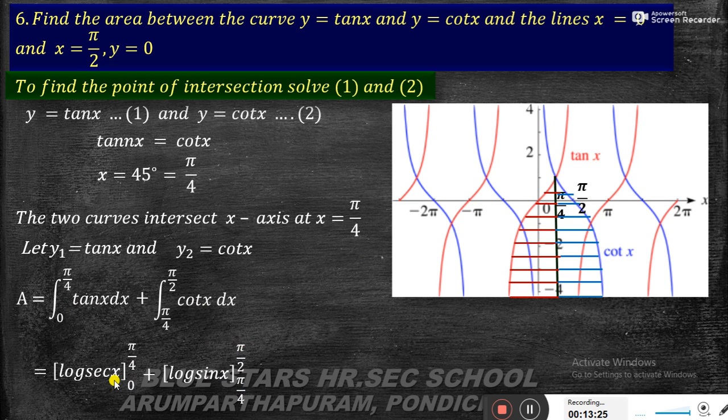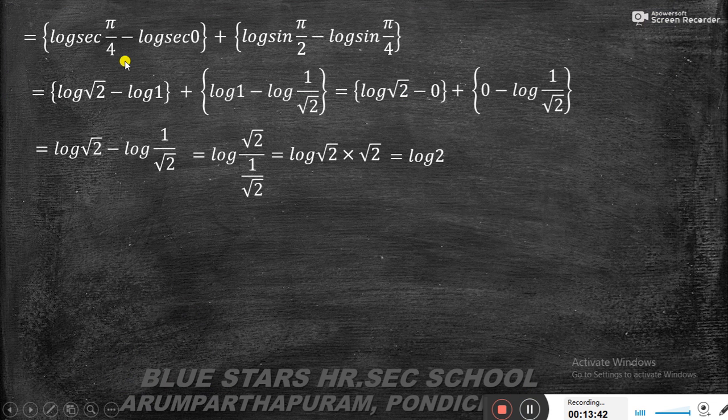So you see, the integration of tan x is log secant x, the integration of cot x is log sin x. So I apply the limits 0 to pi by 4 and pi by 4 to pi by 2. So I substitute the upper limit and the lower limit. So you see here, log of secant pi by 4. Now I apply the upper limit: log secant pi by 4 minus log secant 0 plus log sin pi by 2 minus log sin pi by 4.